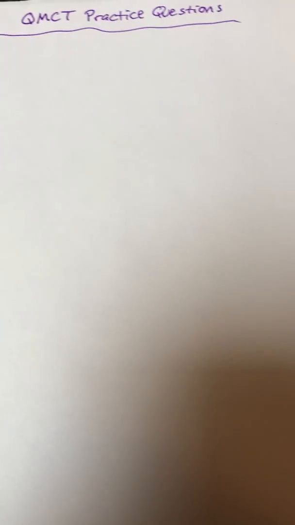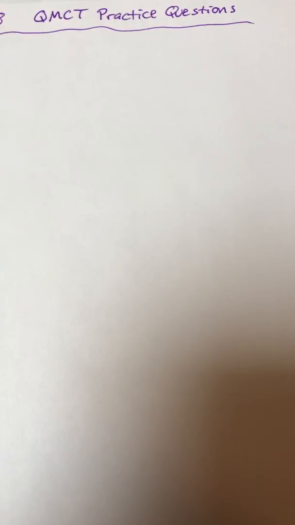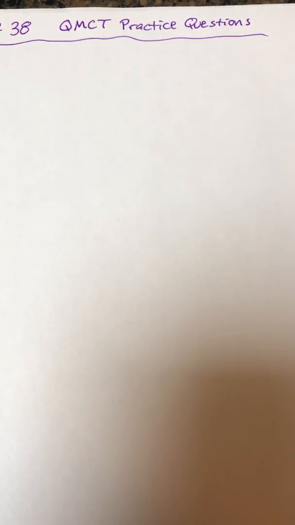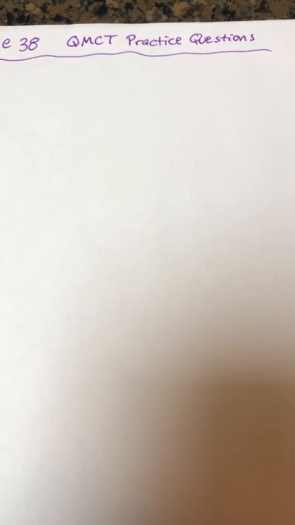All right, so we're gonna be doing some Q equals MC delta T practice problems. These are the QMCT practice problems from page 38 in your Unit 2 packet. So let's look at question 1. Question 1 says, calculate the amount of heat needed to increase the temperature of 250 grams of water from 20 degrees Celsius to 40 degrees Celsius.